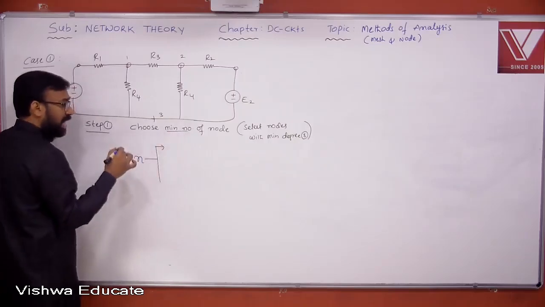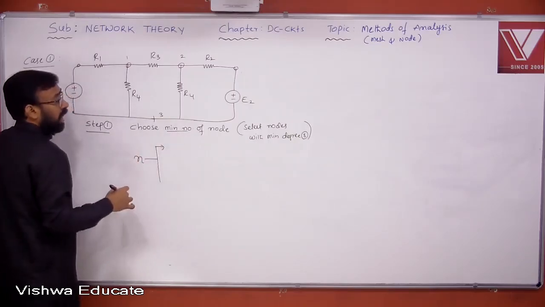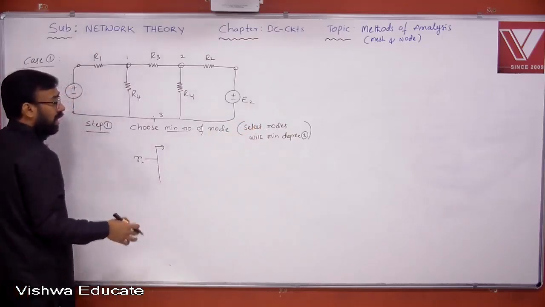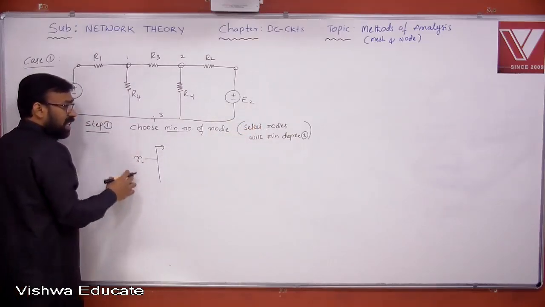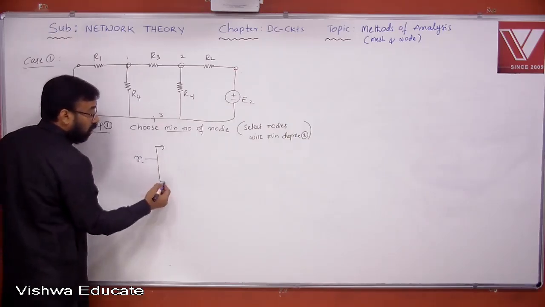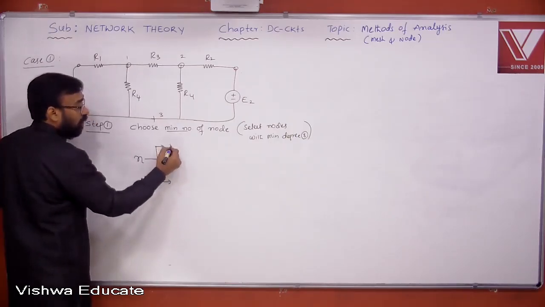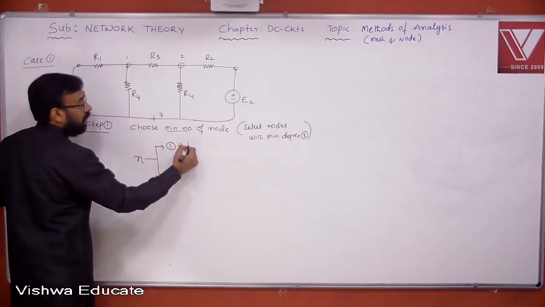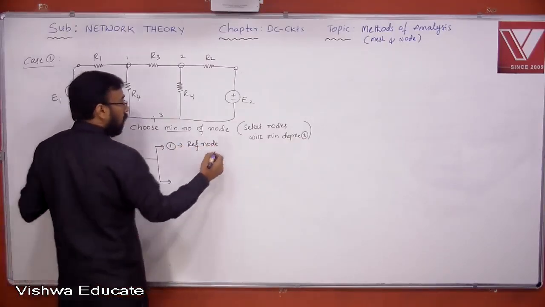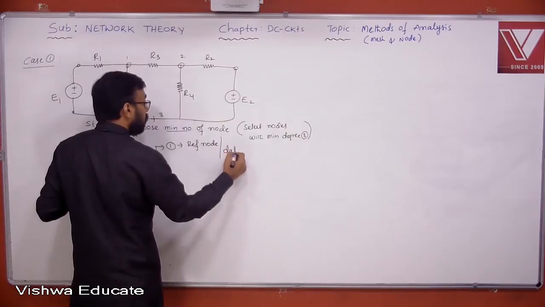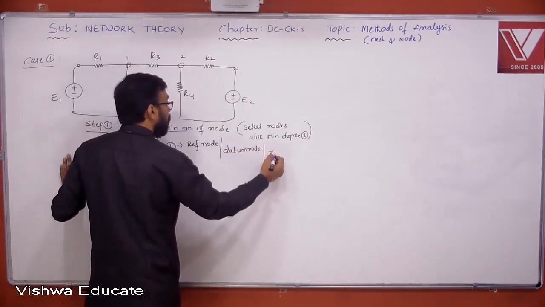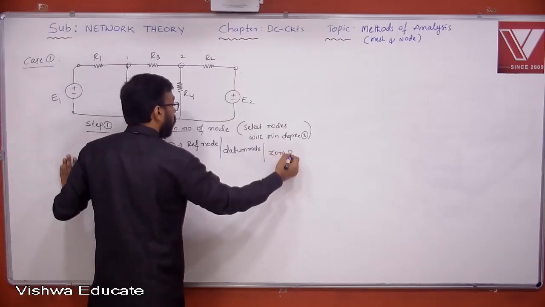N itself is the minimum number of nodes. After selecting the nodes with minimum degree 3, let us say n is the number of nodes. Then out of this n number of nodes, one node is selected as a reference node or datum node, or some people call it zero potential node.